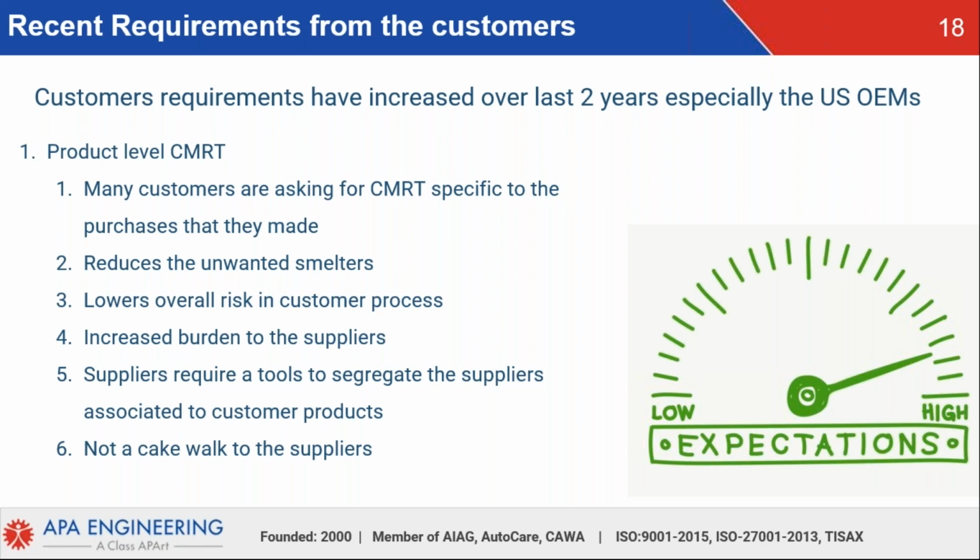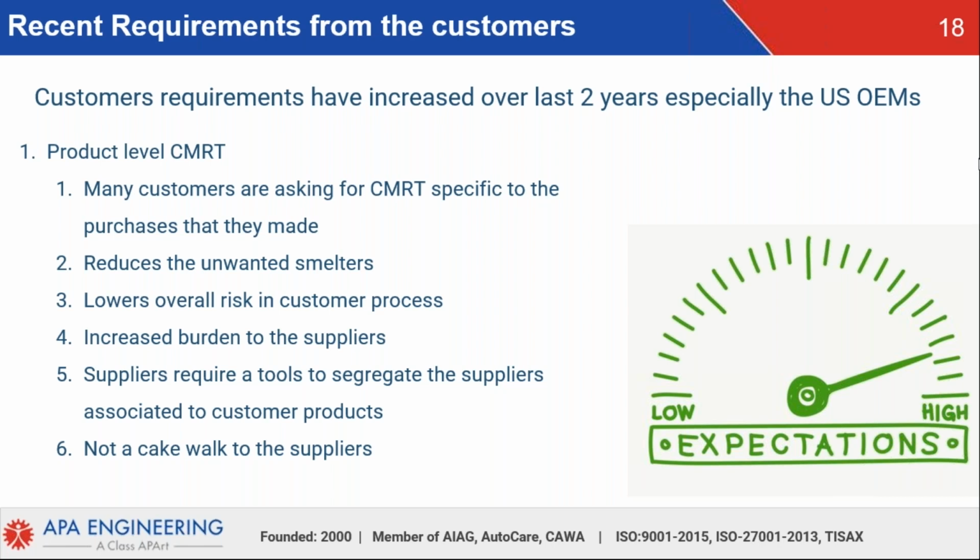Segregating the supply chain as per the bill of materials is a daunting task. For example, if you are a supplier and you have 30 customers asking for product level CMRTs, that means virtually you are required to make 30 different CMRTs. So some customers have gone one more step ahead and are asking for multiple CMRTs from the supplier.